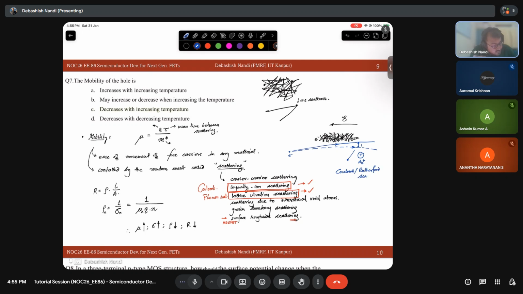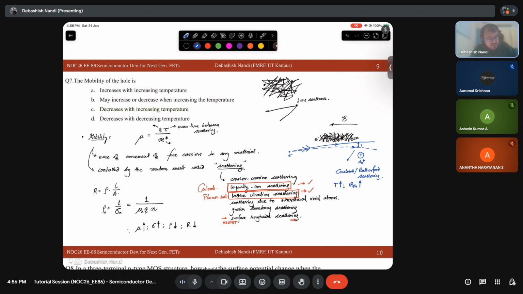So what will happen if you increase the temperature? Why was this electron moving? Electron was moving due to its random thermal velocity. So if you increase temperature, the VTH or thermal velocity of the electron will increase. So it is less likely to get scattered by the ionized charges. It may be positive or negative.